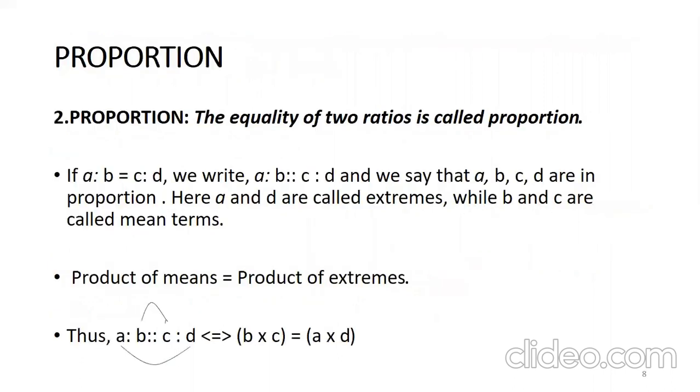Next, what is meant by proportion? The equality of two ratios is called proportion. If A is to B is equal to C is to D, then we can write it as A : B :: C : D, and we say that A, B, C, D are in proportion. A and D are extremes, B and C are called mean terms. So it goes like this: BC is equal to AD. Simple. BC is equal to AD.